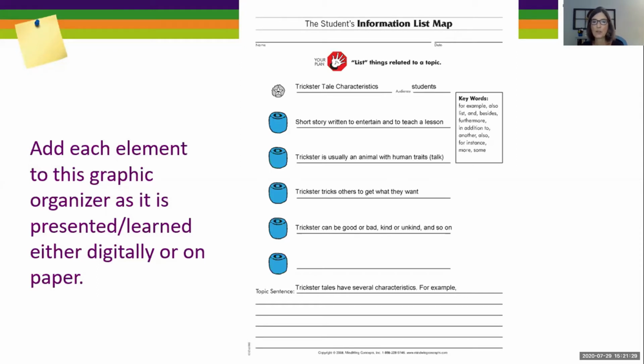A trickster tale is a short story written to entertain and typically also to teach a lesson. The trickster is usually an animal that has human traits such as talking. The trickster likes to trick others to get what they want, and the trickster can be a good character or a bad character, kind or unkind. There isn't one typical personality trait of a trickster. Then I wrote a topic sentence down there: trickster tales have several characteristics, for example, and then the students would be able to write a summary with that, using the keywords in the boxes to tie those ideas together.